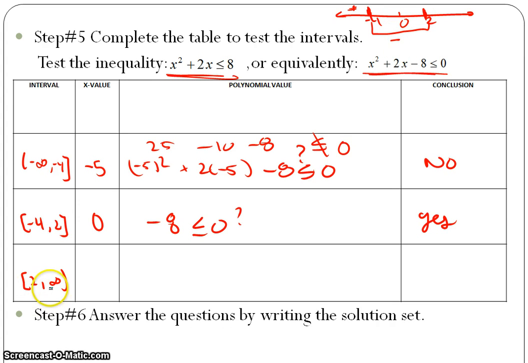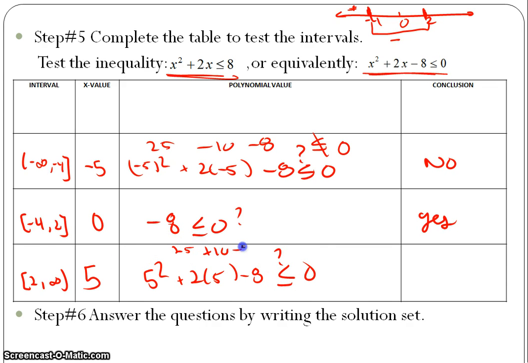Then I have the last interval from 2 to infinity. So pick a number over here from 2 to infinity. You can pick any. 5 is a nice number to pick. You could pick 3. It doesn't matter. I would avoid numbers like 2.91, but it would work. So plug it in. You get 5 squared plus 2 times 5 minus 8. I want to know, is that less than or equal to 0? So 25 plus 10 minus 8, that number is definitely bigger than 0, which tells me it's a positive number. So the parabola is going to be above the x-axis.